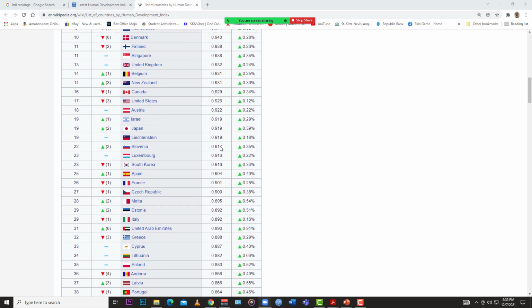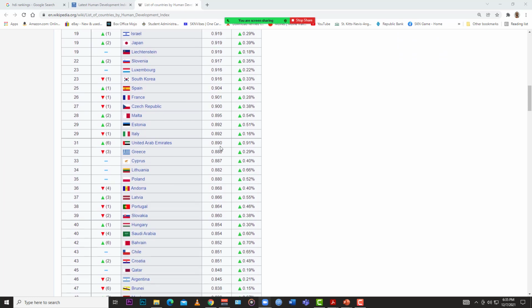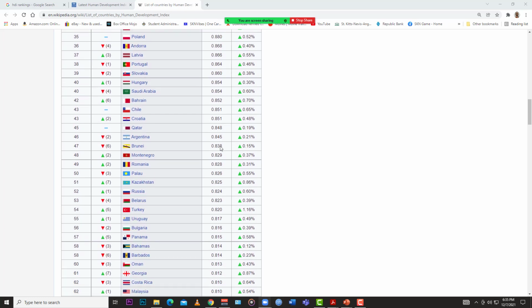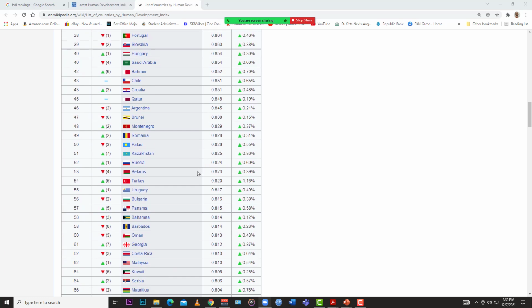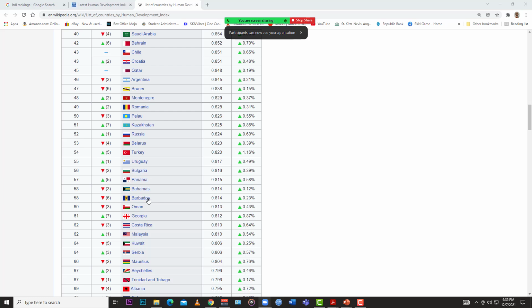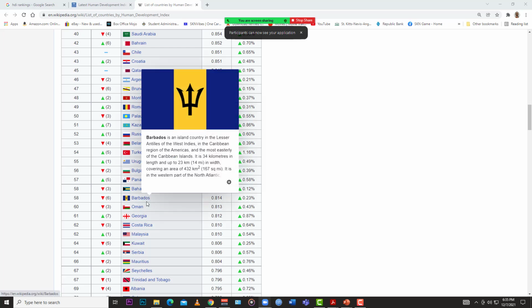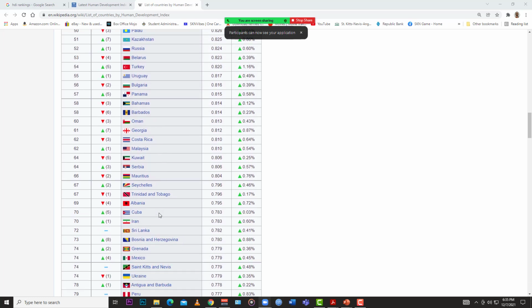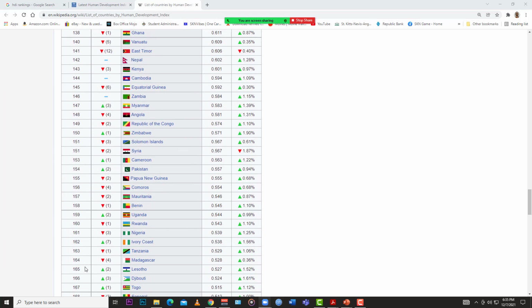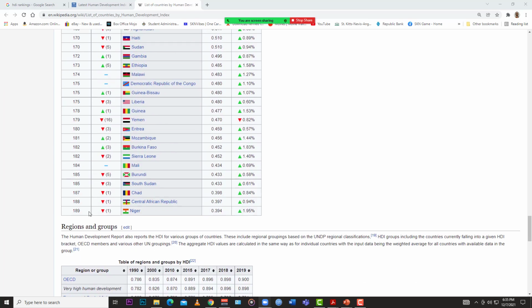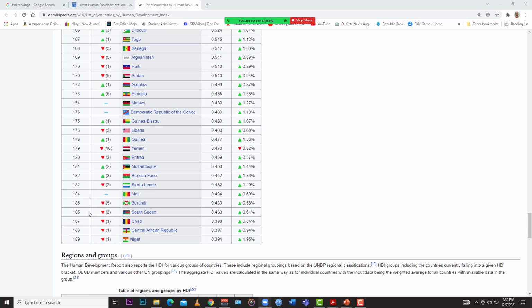And then we come down, we'll find St. Kitts not too far down, right? We are not too bad. In the Caribbean, we have Barbados here at 0.814. And then we should see St. Kitts right about here, 0.779, right? And we increase over the years. So we are ranked here, 74, out of 189. It ain't too bad still, right?